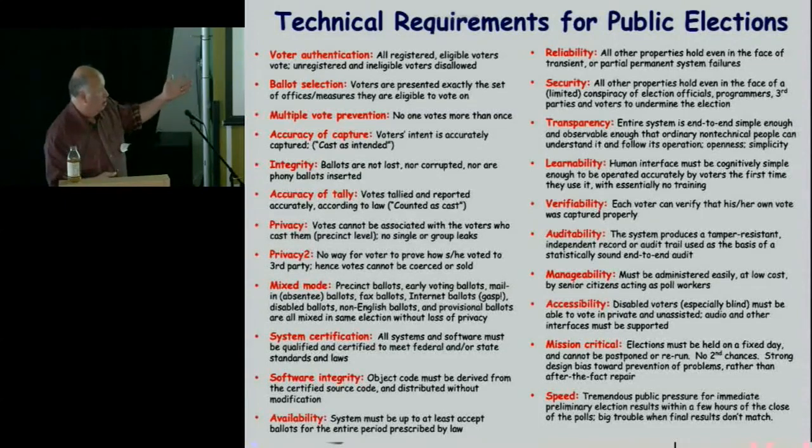Manageability, the system has to be administered by citizens in their 70s. That's the average age of a poll worker in the United States. Accessibility to disabled voters. Mission criticality, the election has to happen on time in the day defined by law, no second chances. And finally, speed. The public has an insatiable demand for fast results from an election once the election day is over, and that, of course, undercuts all of the other requirements that we have. So I make no claim that all of these requirements are fully consistent, and they are certainly much more complex than most people understand.